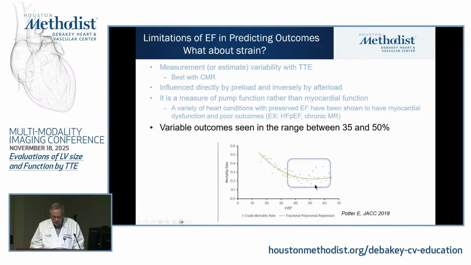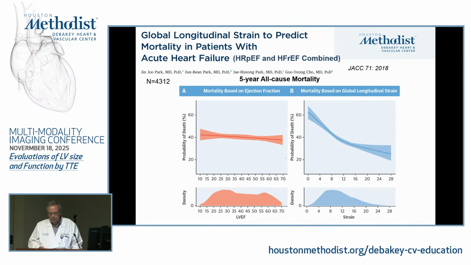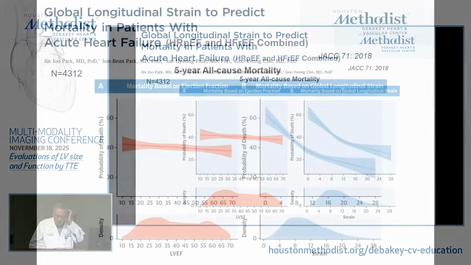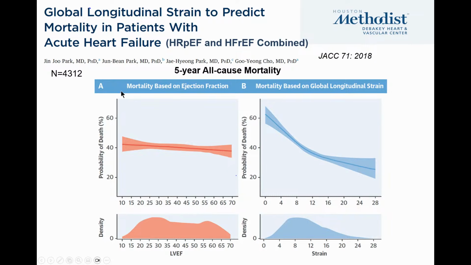All right, so you've seen this before. Again, the theme is the same. There is a range of EF where the EF loses its power for predicting outcome, and strain might be better. And this was a classic paper. This paper is also featured in the guidelines. Over 4,000 patients, 5-year all-cause mortality, nothing else. Simple, straightforward counting bodies. They have both HFrEF and HFpEF, because of that, it becomes very evident that the probability of death was very poorly predicted by EF.